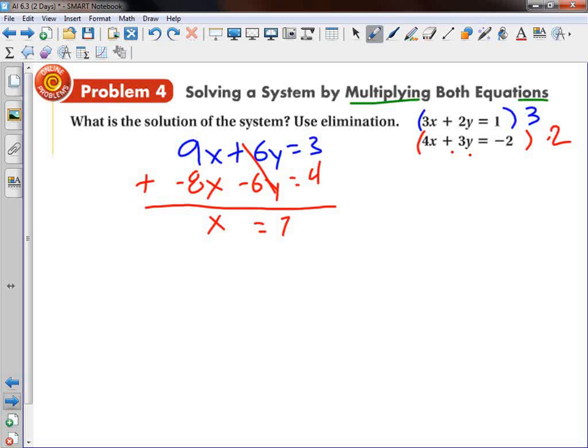So x is 7. This one actually came out pretty nicely because we didn't have to do any division at the end. So x is 7.